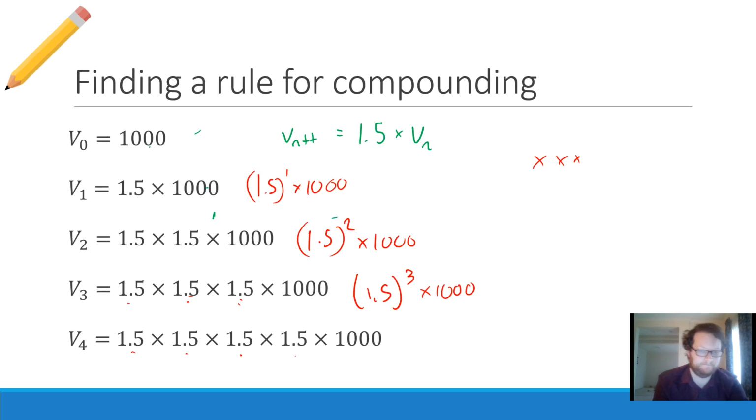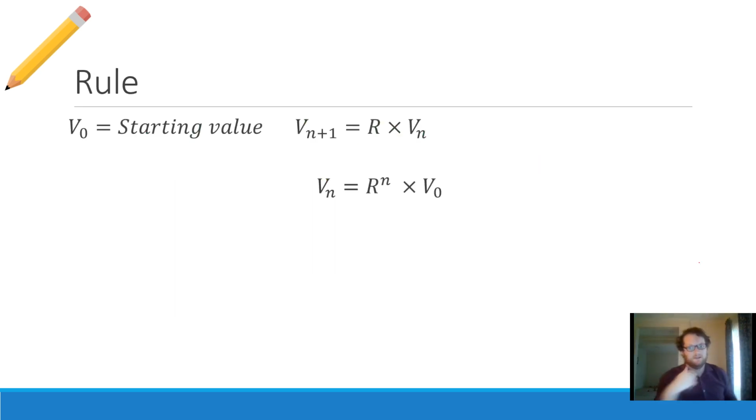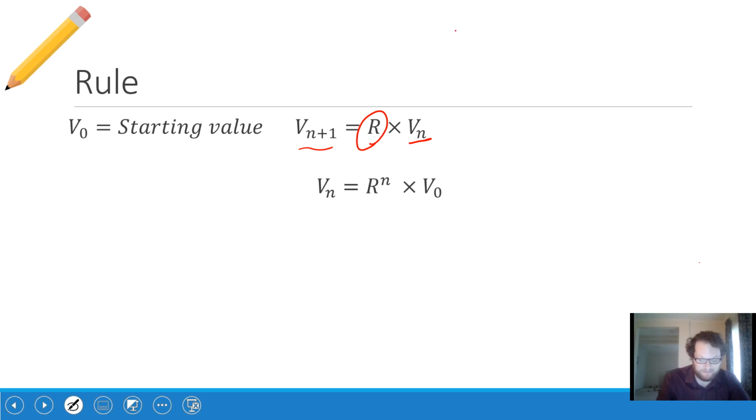Give me a second. So, this is our formula, and this is the formula that will actually help us solve it. If you look at this formula, we've got Vn plus 1 is Vn times R. And remember, R is the geometric pattern. It tells us how much it's going up and down by. So, let's now grab a quick look at the actual formula. The formula has R raised to the power of n.